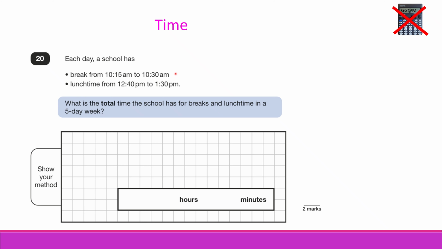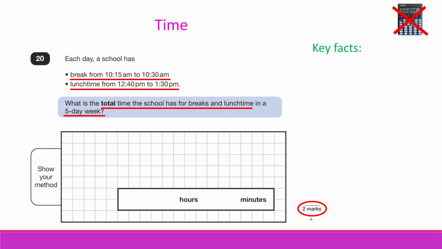So the key facts in the question are we've got a break time from 10:15 a.m. to 10:30 a.m. and lunchtime is from 12:40 p.m. to 1:30 p.m. You've got to work out the total time for break and lunch for 5 days. And this is the key bit here, for 5 days. So make sure you remember to work it out for 5 days, not just one. The answer goes in this box and that will give you 2 marks.